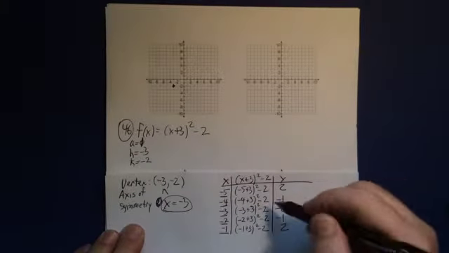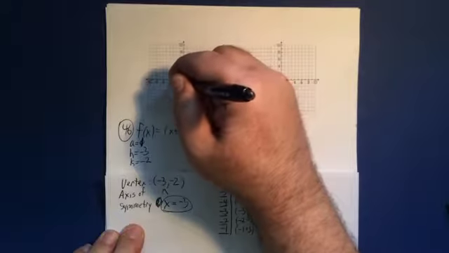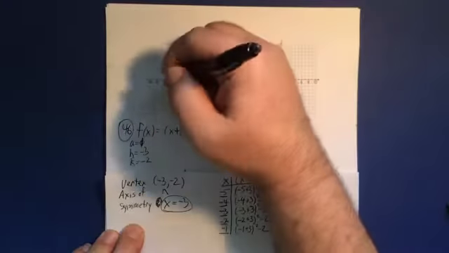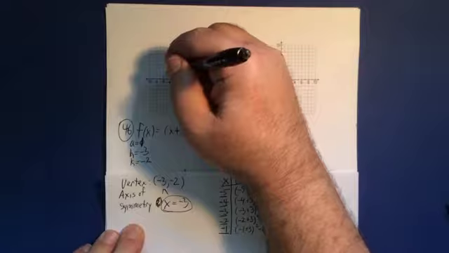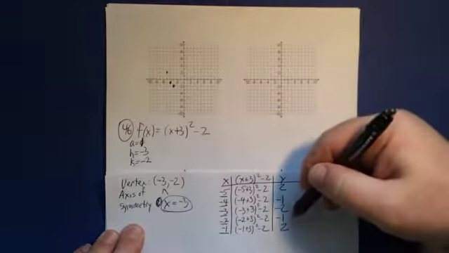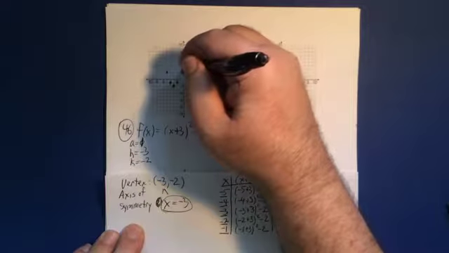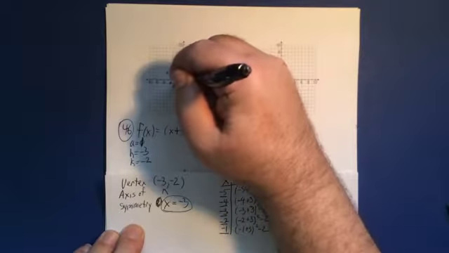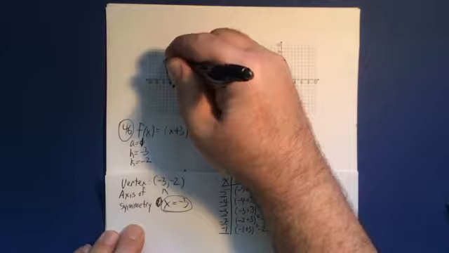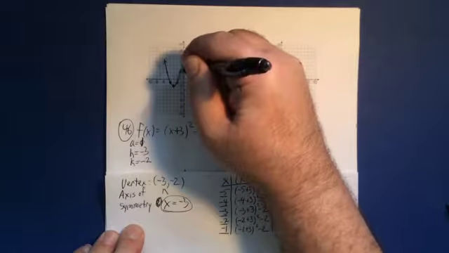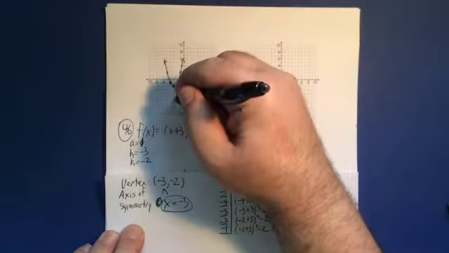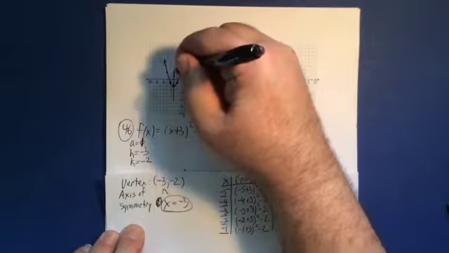So we have the points here: negative 4, negative 1, negative 5, 2, negative 2, negative 1, negative 1, 2. And we're going to go ahead and put our graph down. We're going to go ahead and put the axis of symmetry down.